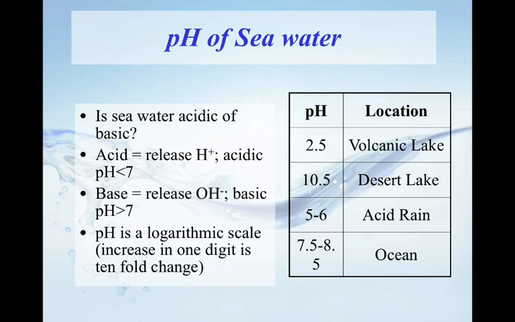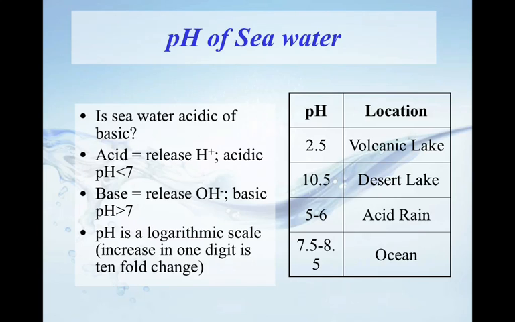So we've covered salinity pretty well. Let's talk about pH, another property of seawater. Is seawater acidic or basic? You should know by now that it is basic. It's basically around 8.1 to 8.3 at the surface. Not all water is basic. Volcanic lakes and acid rain both tend to be very acidic, whereas desert lakes, because they have a huge amount of salt, tend to be very basic.